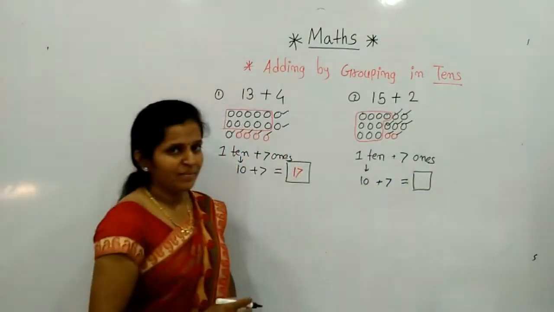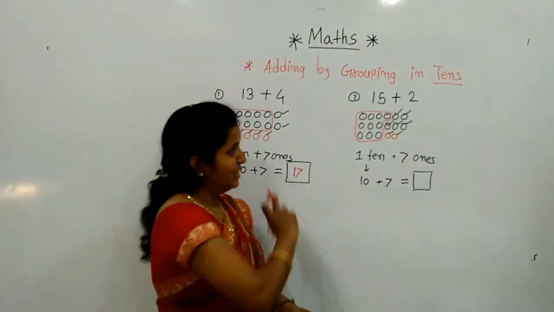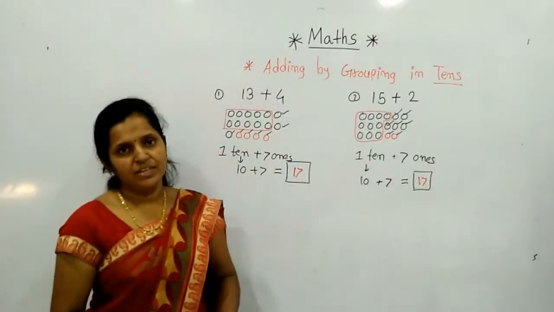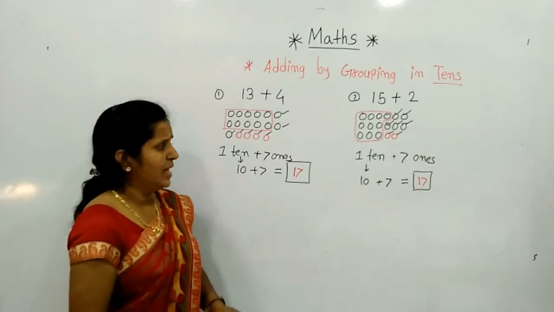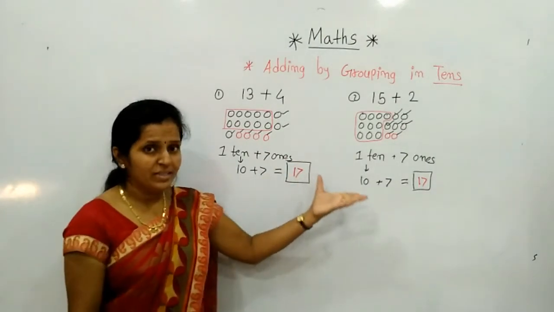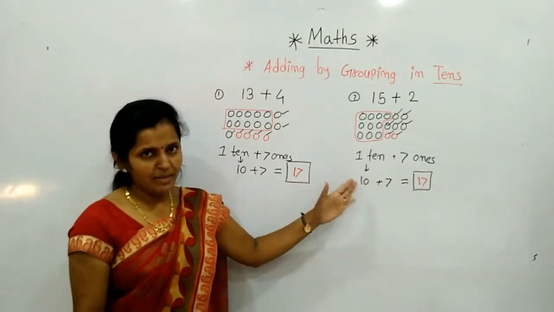As we have solved here, coincidentally both examples have the same answer, 17. Again 17. It doesn't mean that your answer will always be 17. That's why I said coincidentally the example came the same.